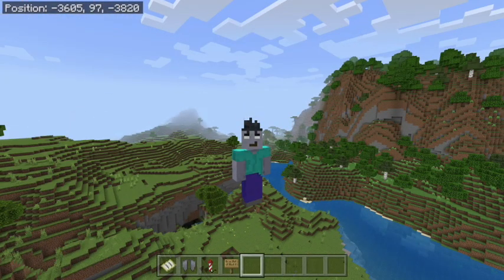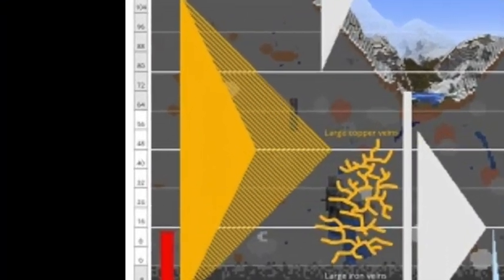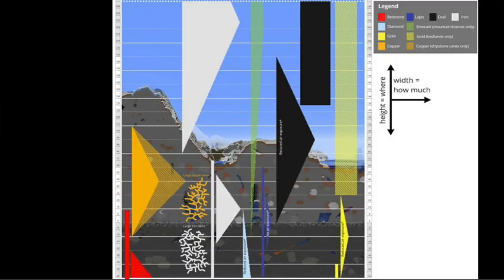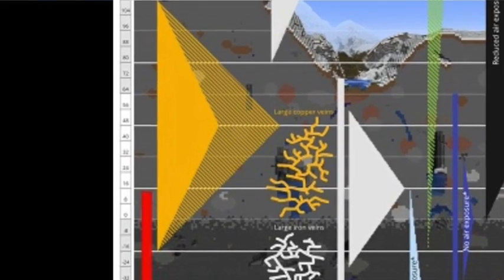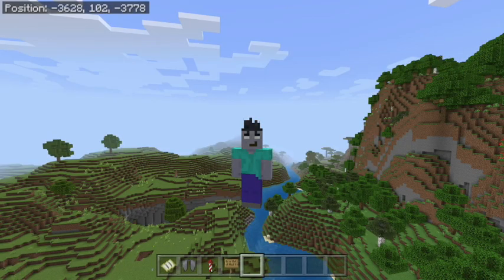Next we have copper, which spawns from Y-16 to Y-112, and for air exposure, copper does not have any minimized air exposure, so it will be lucrative to go caving for copper. Also, you may be wondering what that not opaque area is next to the copper triangle, and that is where copper spawns in dripstone caves.